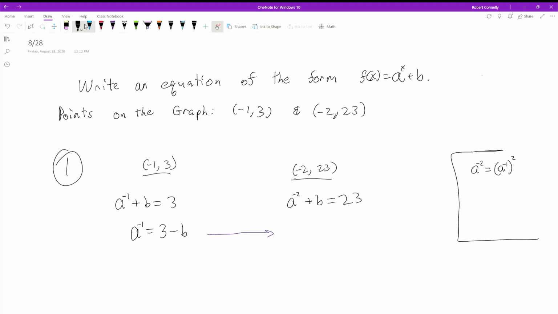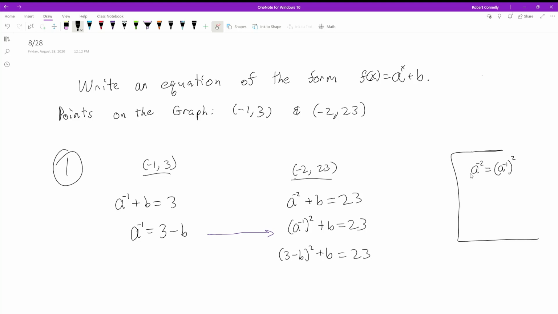So here, I could have rewritten this as a to the -1st power squared plus b equals 23. And I can plug 3 minus b in place of a to the -1st power. So I get 3 minus b squared plus b equals 23. Are y'all following me so far? All right.